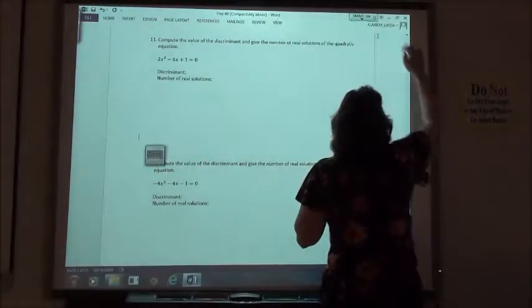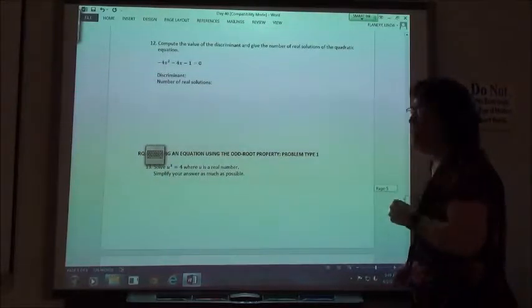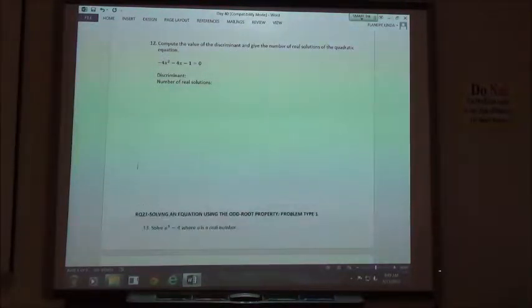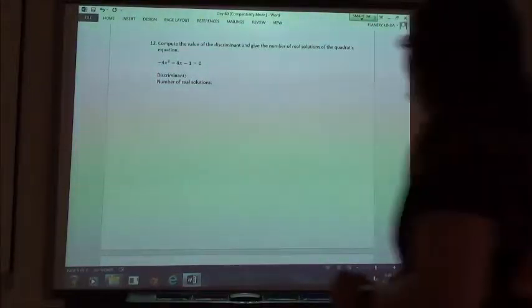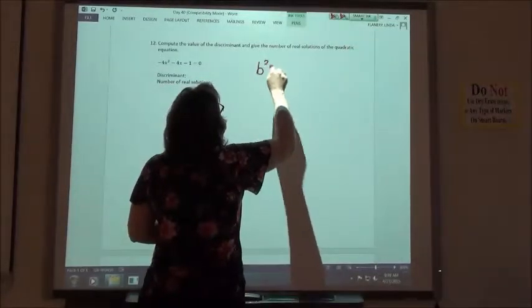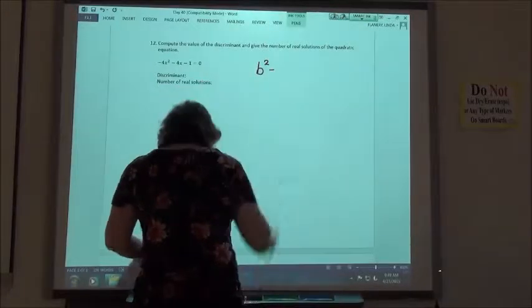Number 12, same thing. I'm just going to move it up so it's a little easier to see and add a little more space. So number 12, again, we're computing the value of the discriminant and giving the number of real solutions. So the discriminant, b squared minus 4ac.